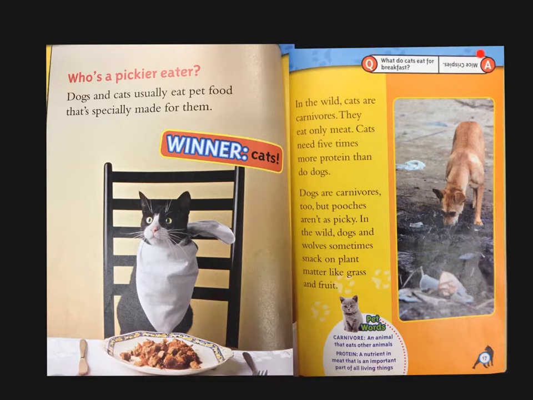Here's a little question for you. It's a little joke. What do cats eat for breakfast? Mice Krispies instead of Rice Krispies.